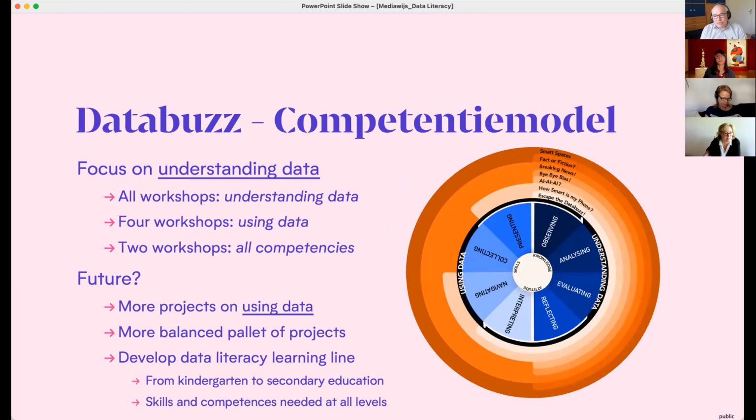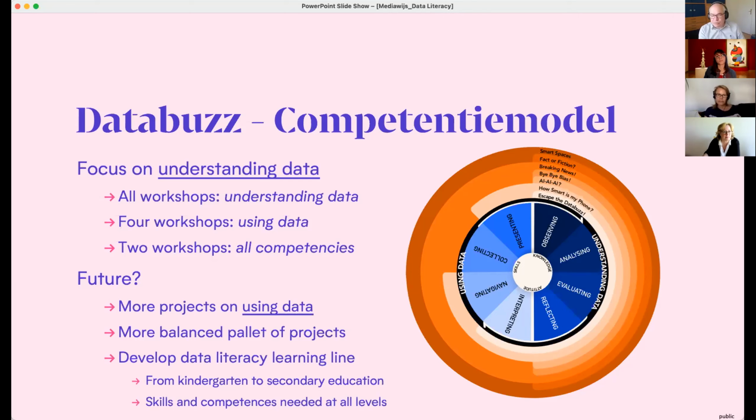If you map, for instance, the data bus on our competence model, you see that we mainly focus for the moment on understanding data. So that means that we still have a lot of work to do to also develop educational packages on using data. And for the moment, only 2 of our projects really encompass all of these competences that we have identified. So we want to develop more projects on using data.